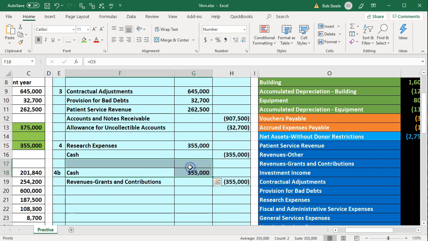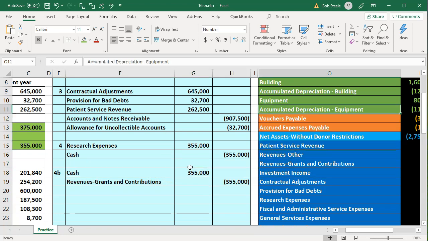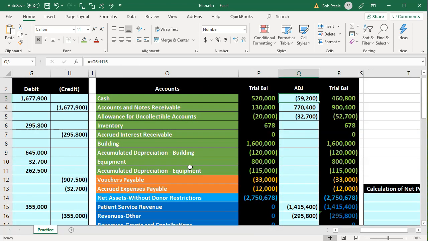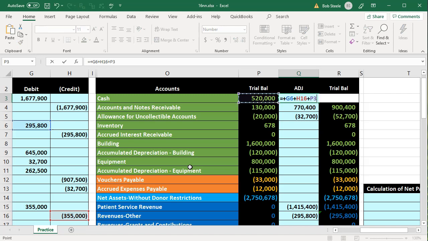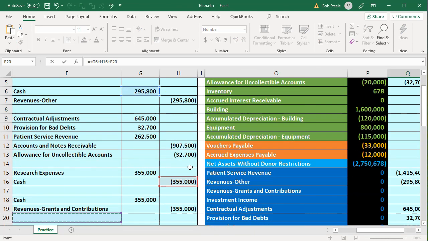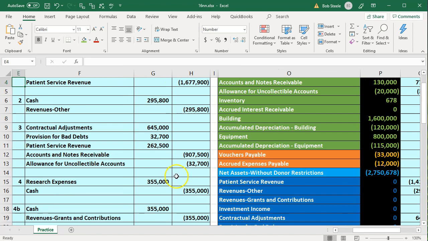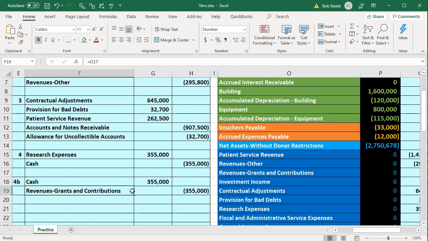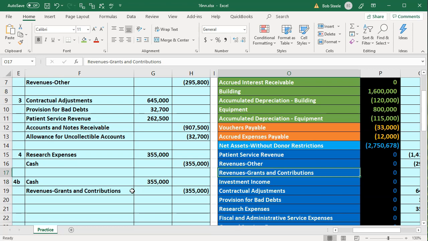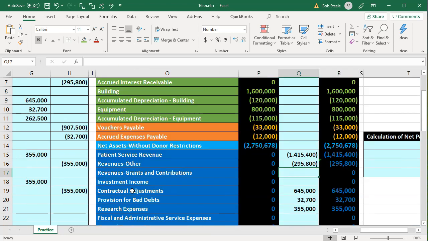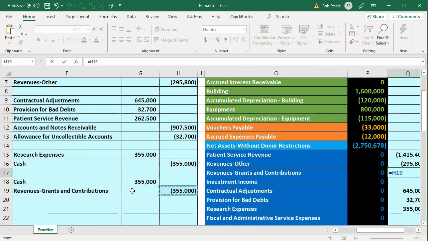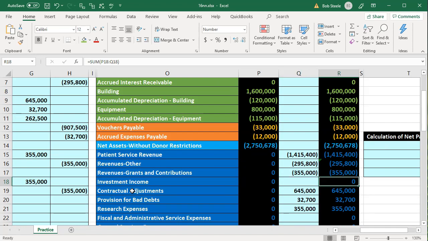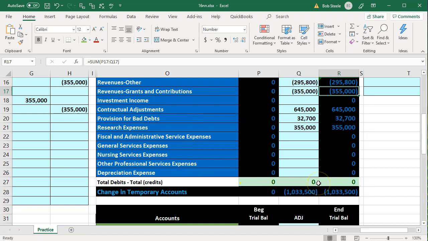So it's going to look like this. Let's go ahead and post this out. We're going to scroll back up top to the cash up top. So we are going to be in cell Q3. Within Q3, I'm going to press F2. Scroll back over, scroll back down. We're going to pick up that $355,000 and enter. Then the next item we need is going to be the research grant and contributions. Here's the account, here's the cell. We are in Q17. Within Q17, we're going to say equals, scroll over to that $355,000 and enter. So there we have that. That should put us back in balance.